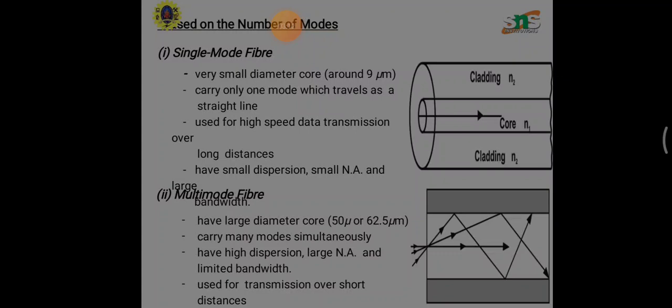The structure of single mode fiber: core diameter 5 to 10 micrometer, cladding diameter generally around 125 micrometer, protective layer 250 to 1000 micrometer, numerical aperture 0.08 to 0.10, and bandwidth more than 50 megahertz kilometer. Applications: because of its high bandwidth, they are used in long haul communication systems.